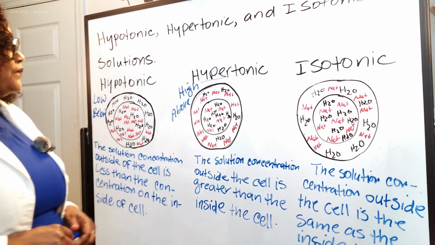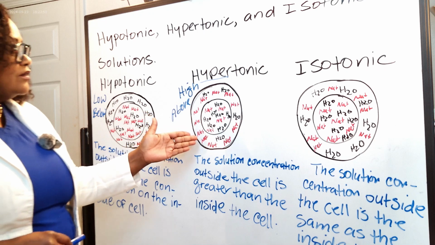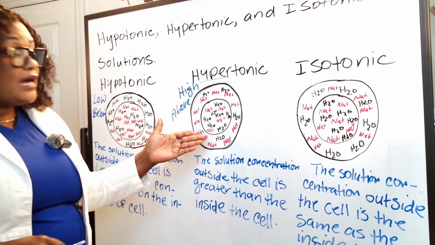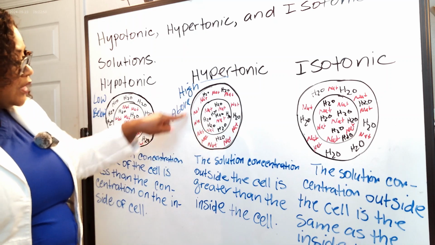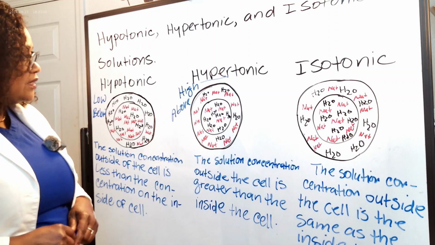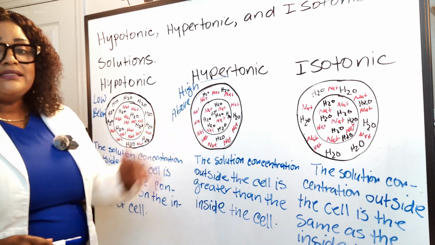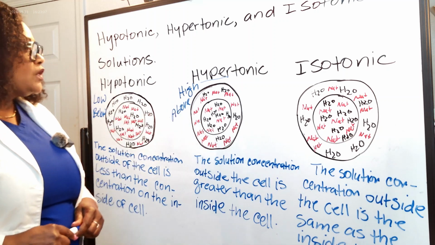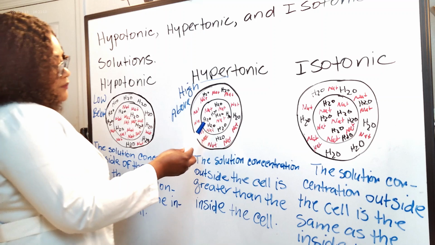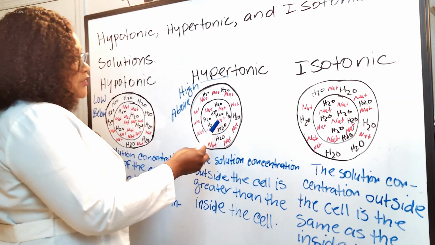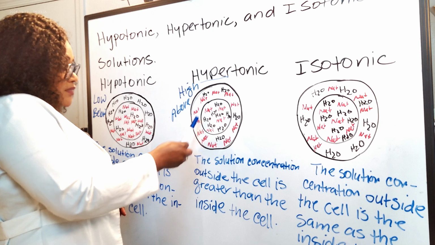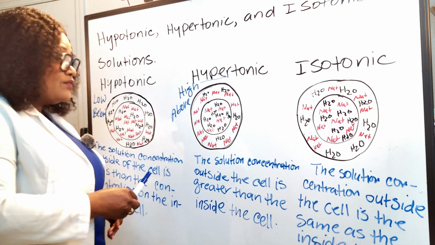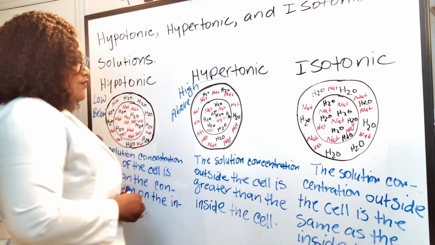As you can see, on the outside of the cell we have a higher concentration of solute. You see the sodium, you can see them on the outside of the cell, they're all over, and on the inside of the cell, we have less sodium. So what's going to happen? Water is going to leave the cell to go outside of the cell.